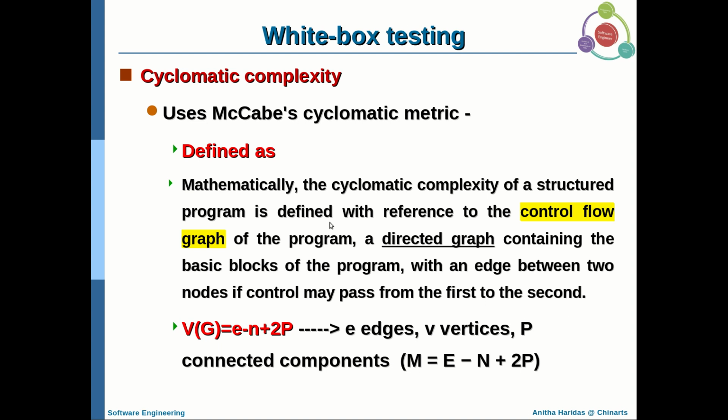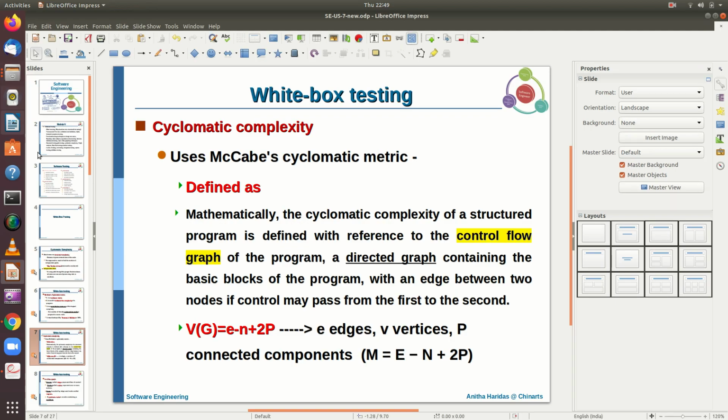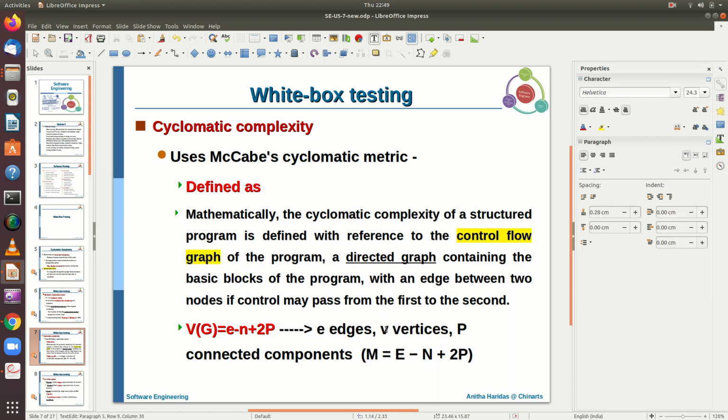Now, since it is a mathematically calculated value, obviously you will have a particular formula for the cyclomatic complexity. This is the formula for the complexity V of G, where G is the control flow graph, which is equal to E, the number of edges, minus N, the number of vertices, plus P, the number of connected components. I'm sorry, let us correct this. This is not B, this is actually N.